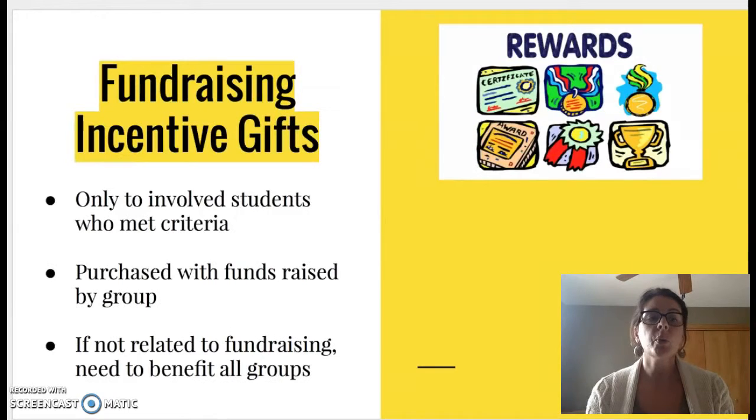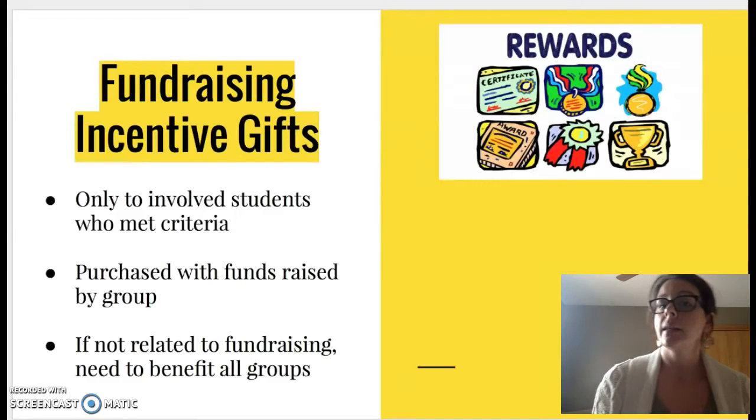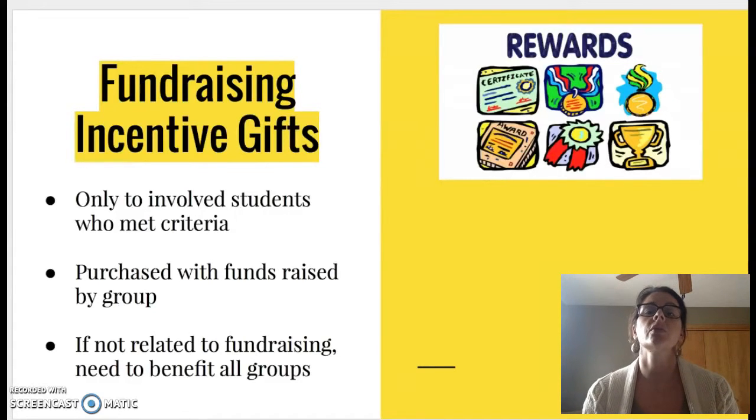One additional point that the text made regarding fundraising incentive gifts would be if you're choosing to give gifts not specifically part of a fundraiser, to make sure that you're not singling out one group of students over the other. So if you're giving some type of an incentive gift and it's not tied to a fundraiser, make sure you're being equal to all groups or all classes of students.